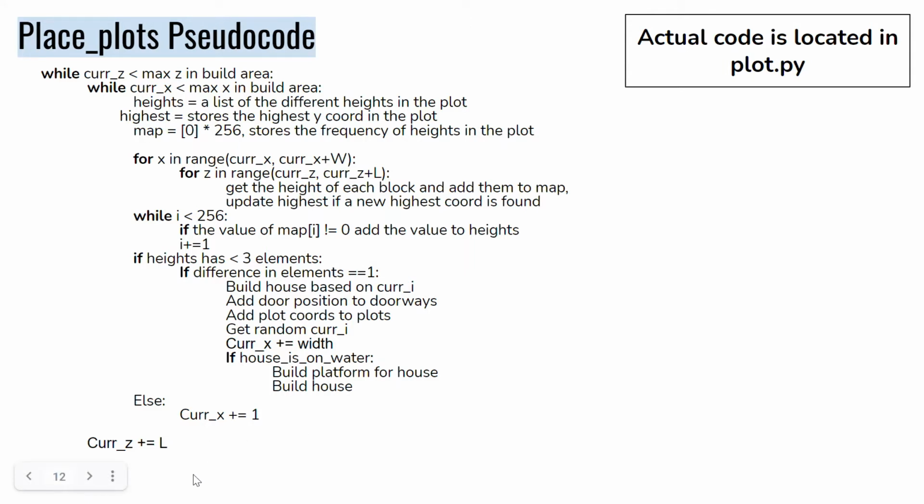If heights has more than 3 elements, or the difference in elements is more than 1, we will increase the current X by 1 and search again for the next area.